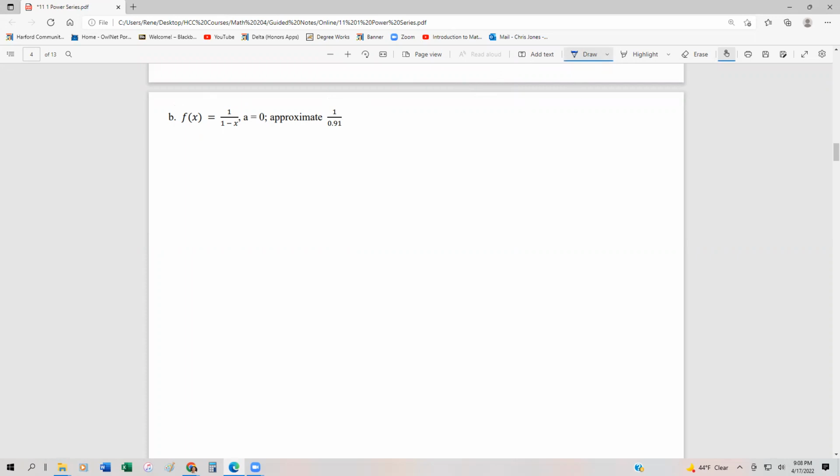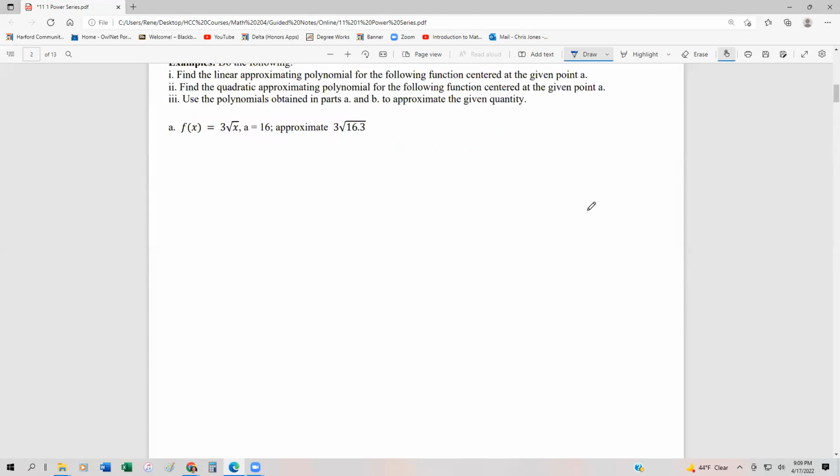All right, so the first thing we're going to do with this, unlike the previous problem, is find out what x is. Now we know a is 0, so that's easy. But we're going to set 1 minus x equal to 0.91, because that's the value that we plug in for each of these approximating polynomials. If we solve this, we subtract 1 from both sides, and so x is going to be 0.09. So we're going to hold on to that, and we're going to hold on to a equals 0.